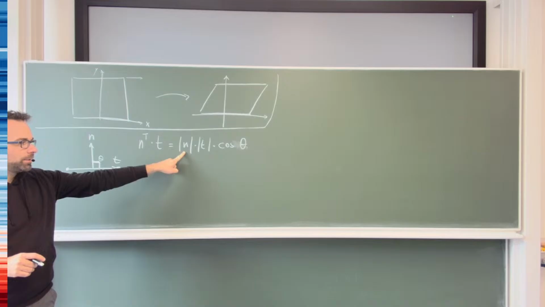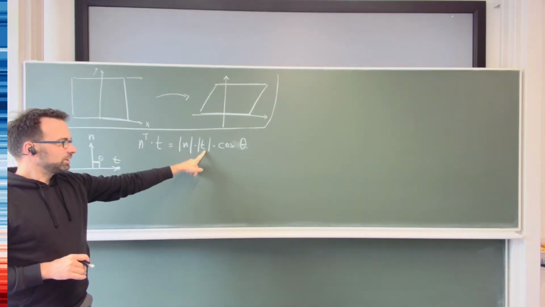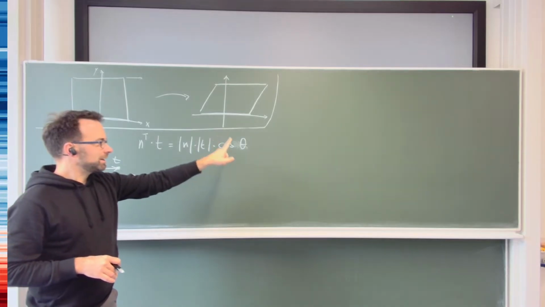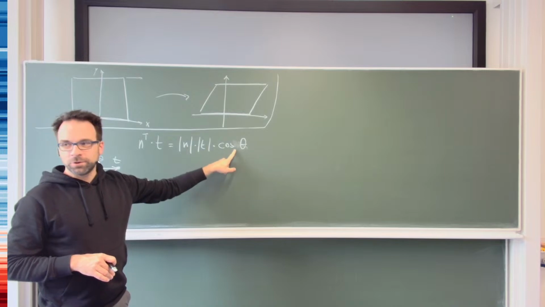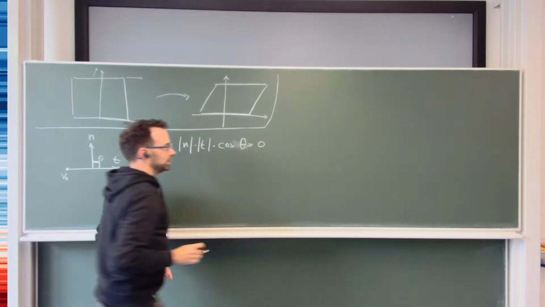This length should be 1. It doesn't really matter. But if this is just a tangent vector, then this should also be 1. But in fact, it does not matter either, because the cosine of 90 degrees is 0. Okay, so this is 0.